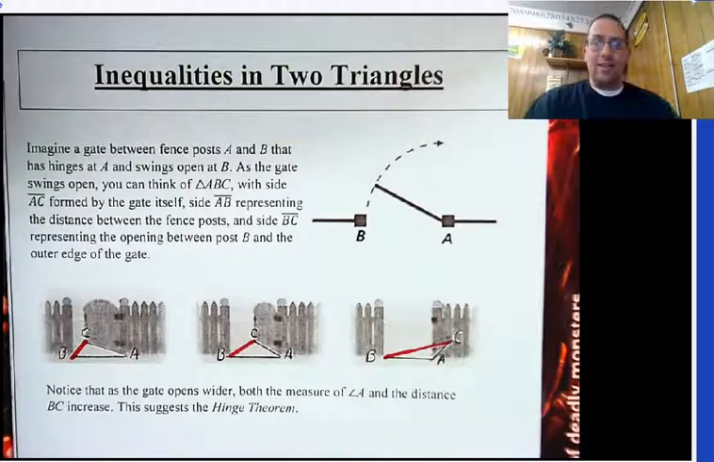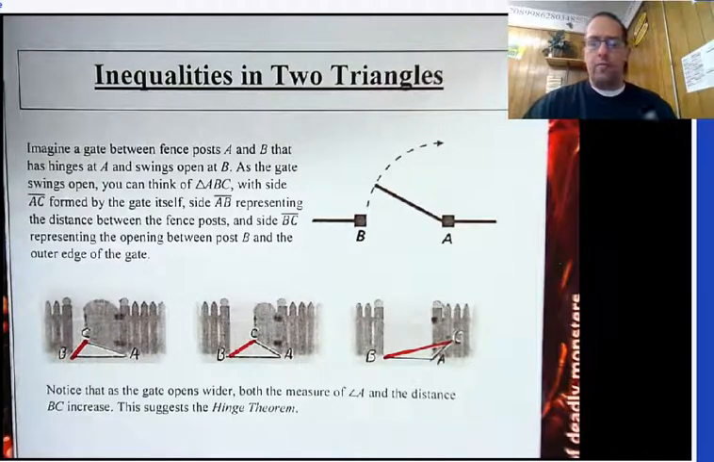Hello class. Today what we're going to talk about is inequalities in two triangles. In the previous video we looked at inequalities in a single triangle, right? So we looked at how to compare the angles based on the lengths of the sides, and the lengths of the sides based on the measures of the angles. We could see which angles were bigger based on the lengths of the sides. What we're going to look at in this video is between two different triangles.